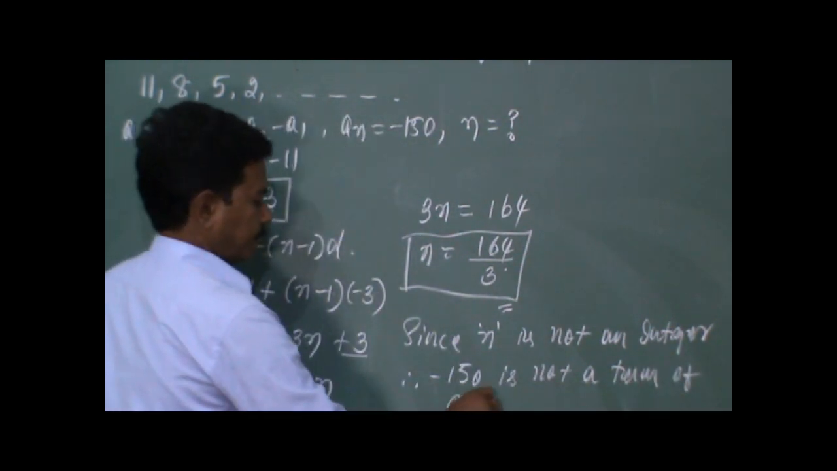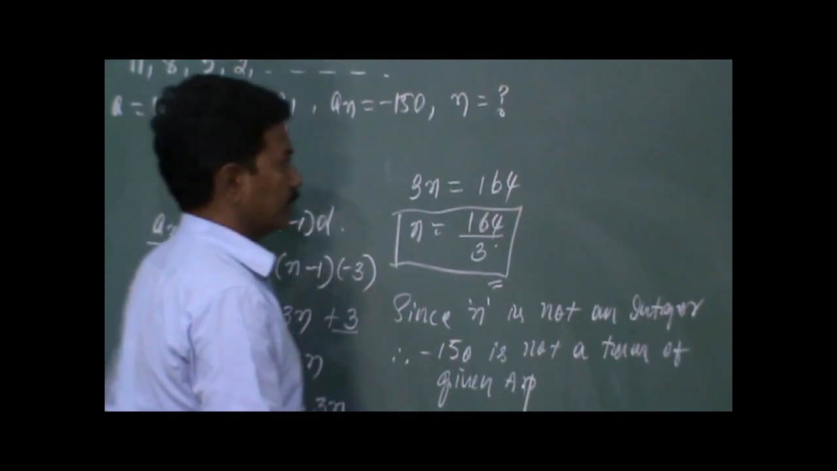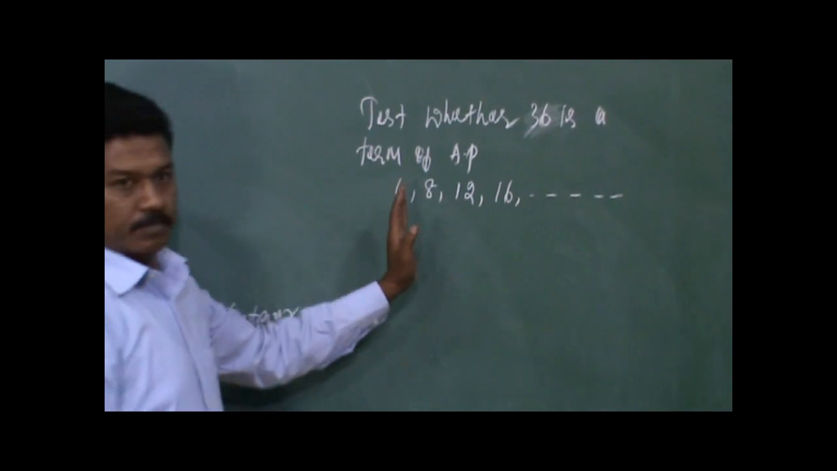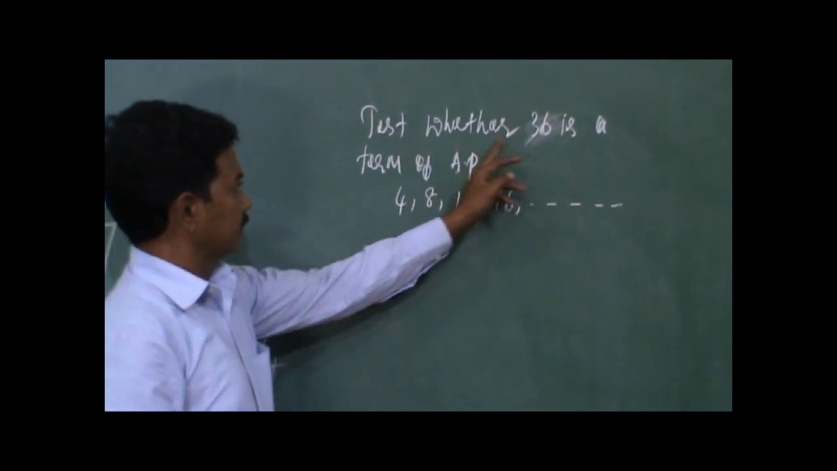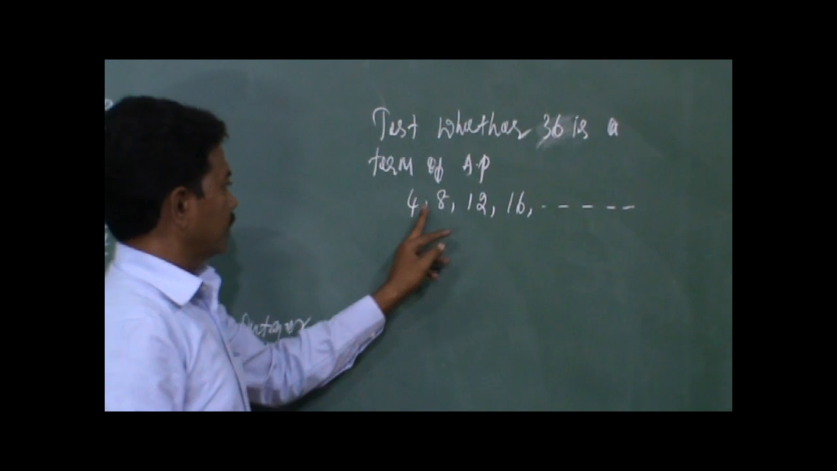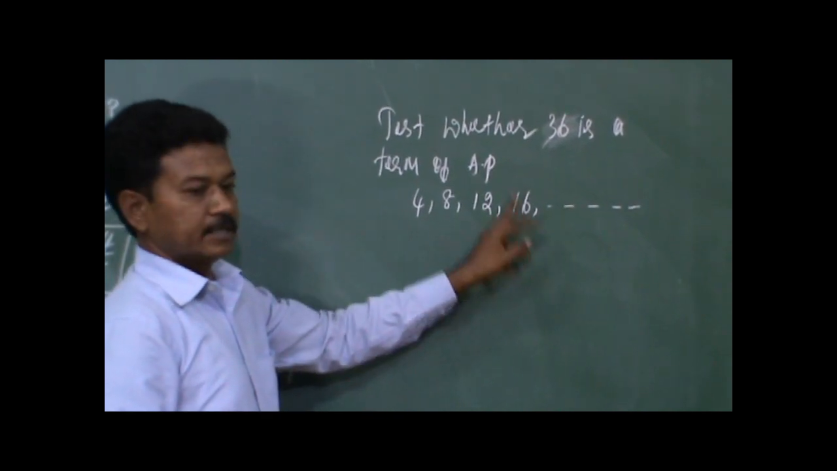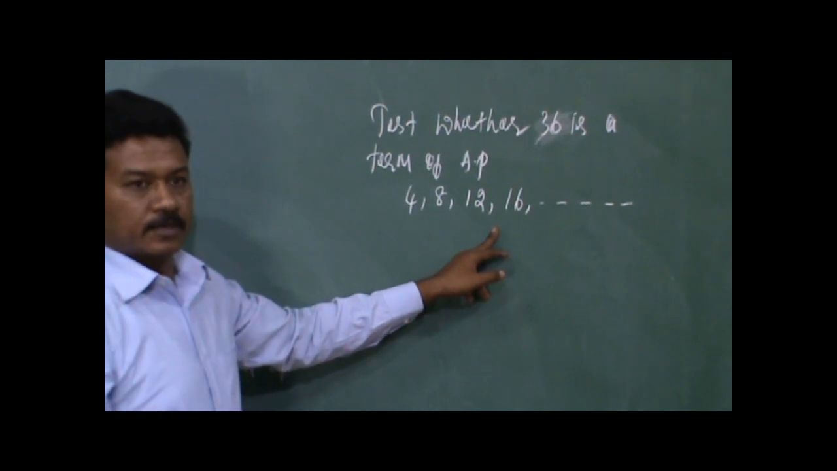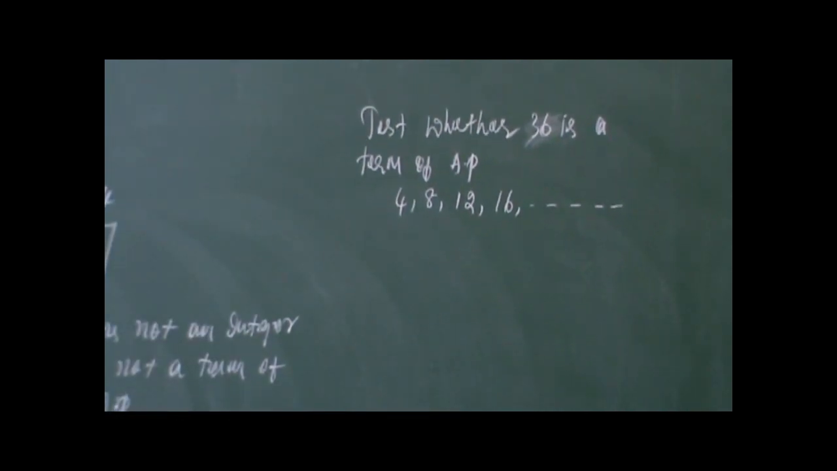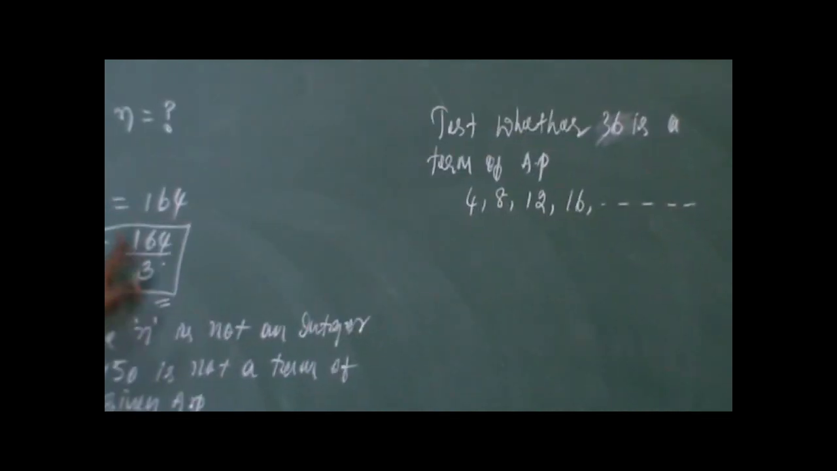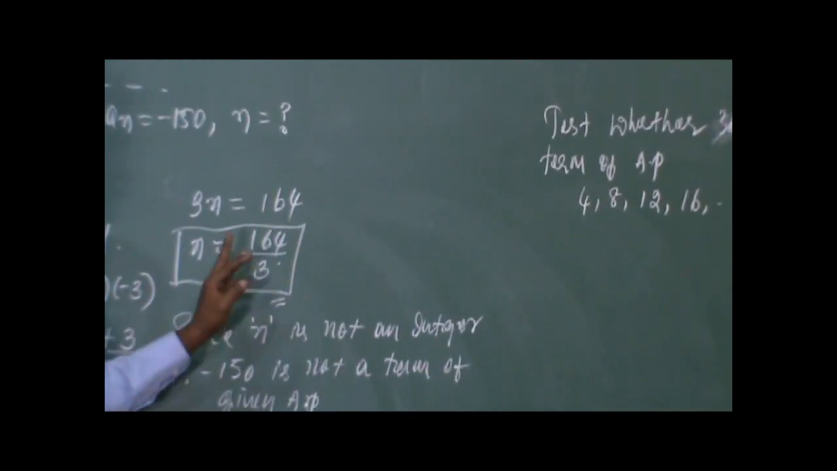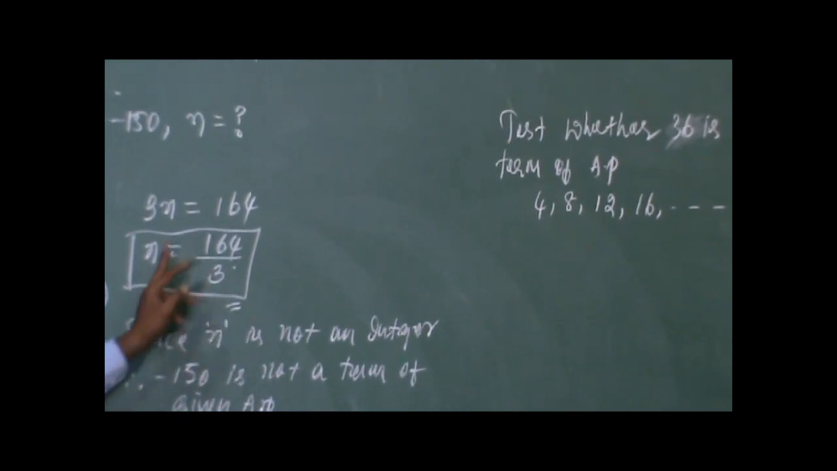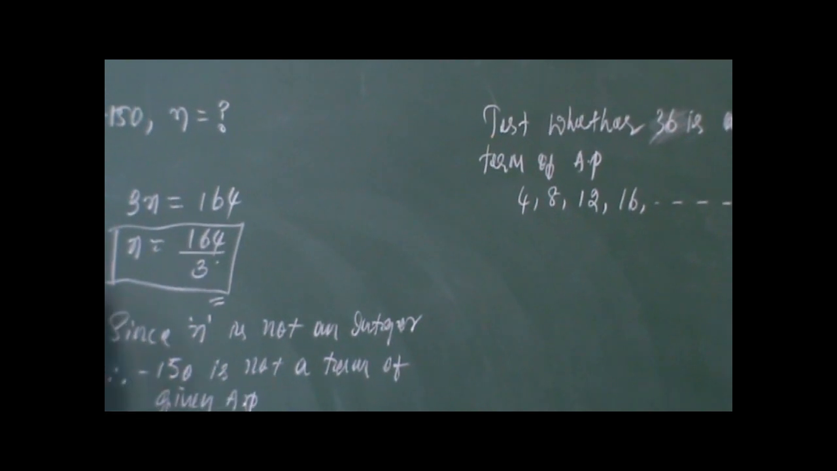Similarly, I have another problem here. Test whether, or check whether, both are one and the same. Test whether 36 is a term of the AP 4, 8, 12, 16. Solve this problem as homework in the same similar method. Look at the value of n. If n is a natural number or an integer, then it is a term of the AP. If n is not an integer, that is, not a natural number, then the given term is not a term of the AP.